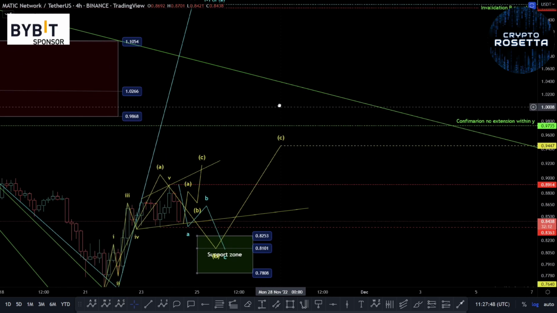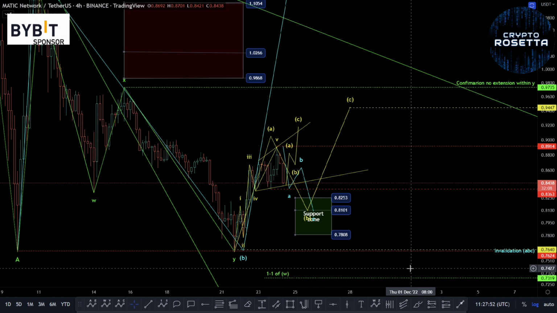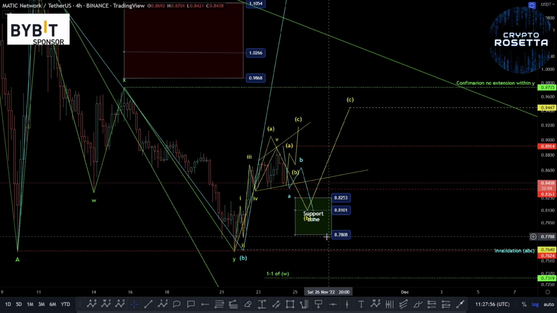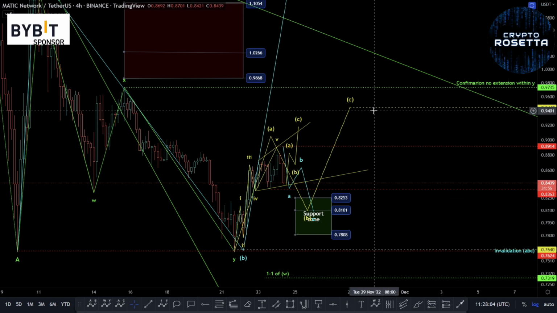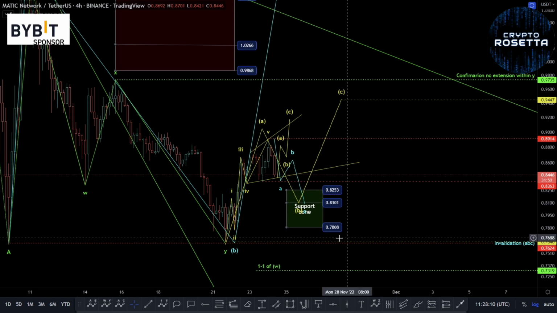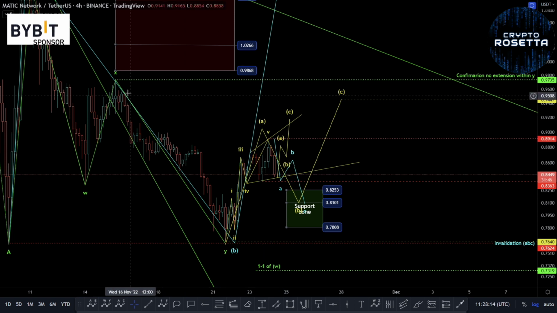So that's what we're looking at currently with MATIC. We're going to keep an eye on these levels and see how they react. A move down into the support zone, but not past this red mark of 0.7640, could indicate that we have some more upside to come. But failing that and breaking back below that, we'd have to look at the first option that we were discussing and look for potential of any kind of extensions to the downside.